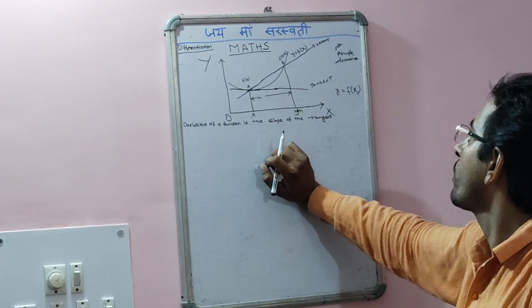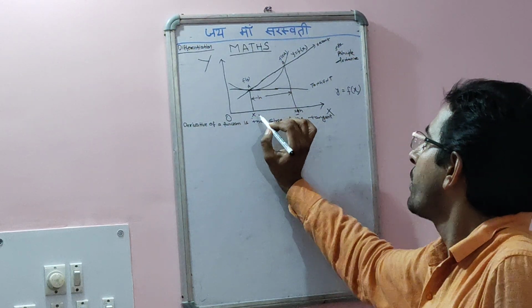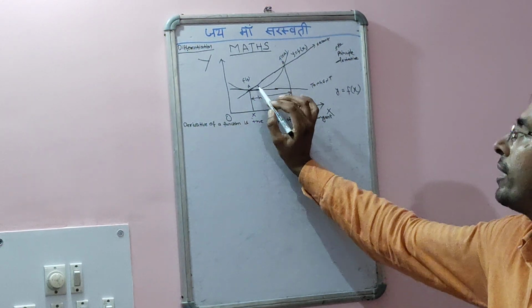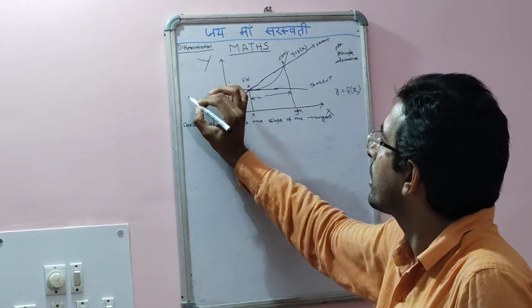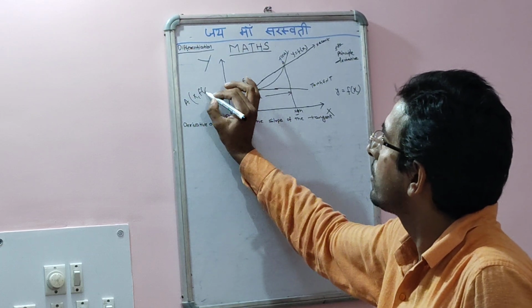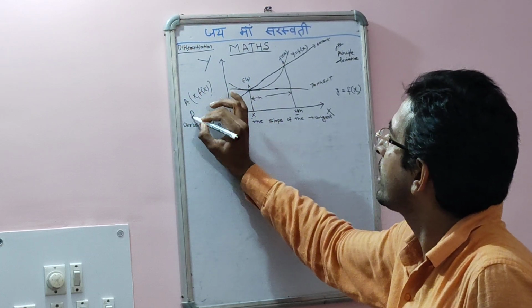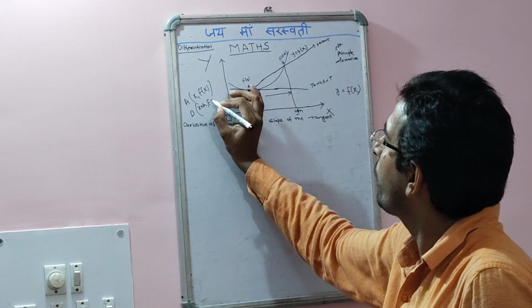It is y = f(x) and y = f(x + h). So for this value of x, at this point, the coordinate of A is x and y. For every coordinate, we are writing here that the coordinate of A is (x, f(x)), and the coordinate of B is (x + h, f(x + h)).